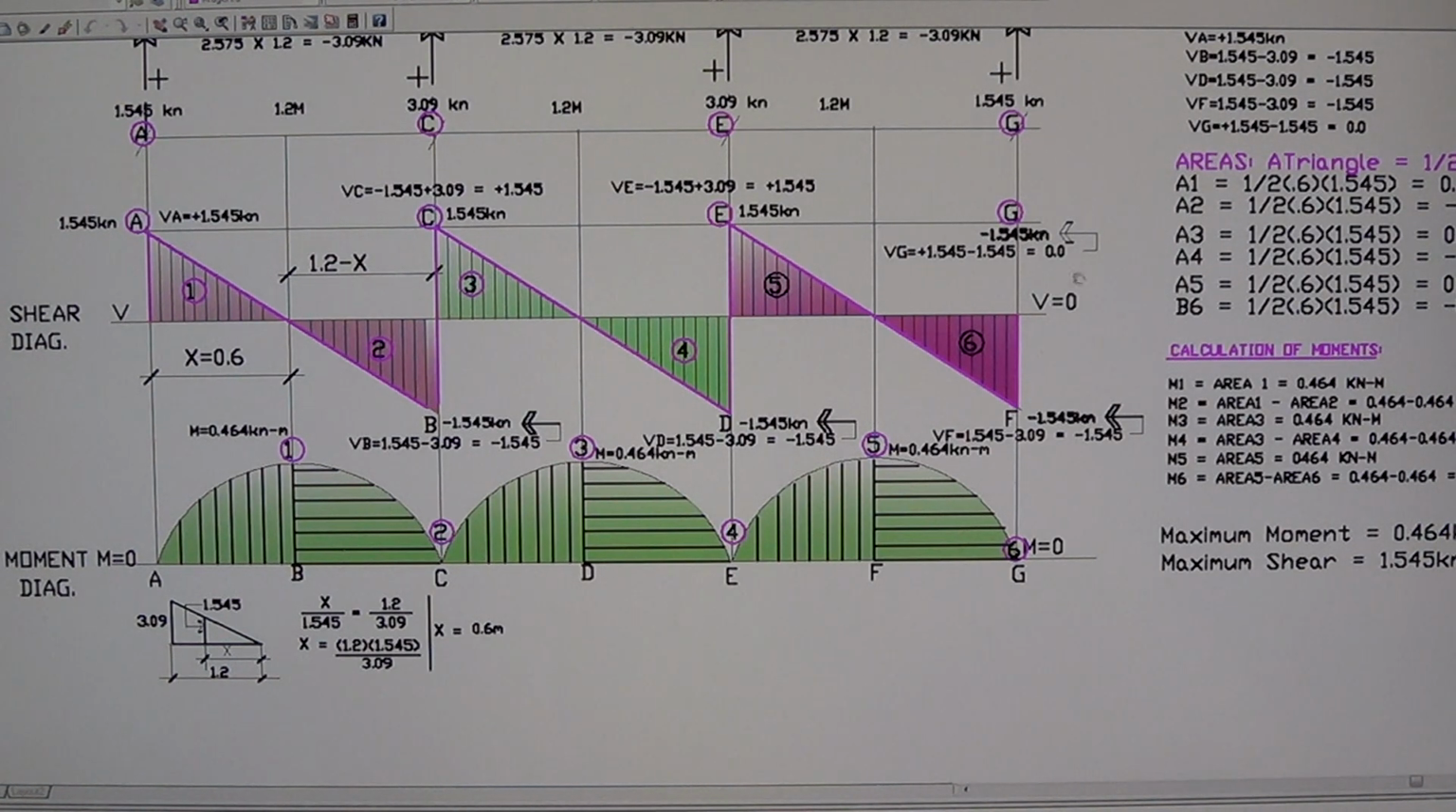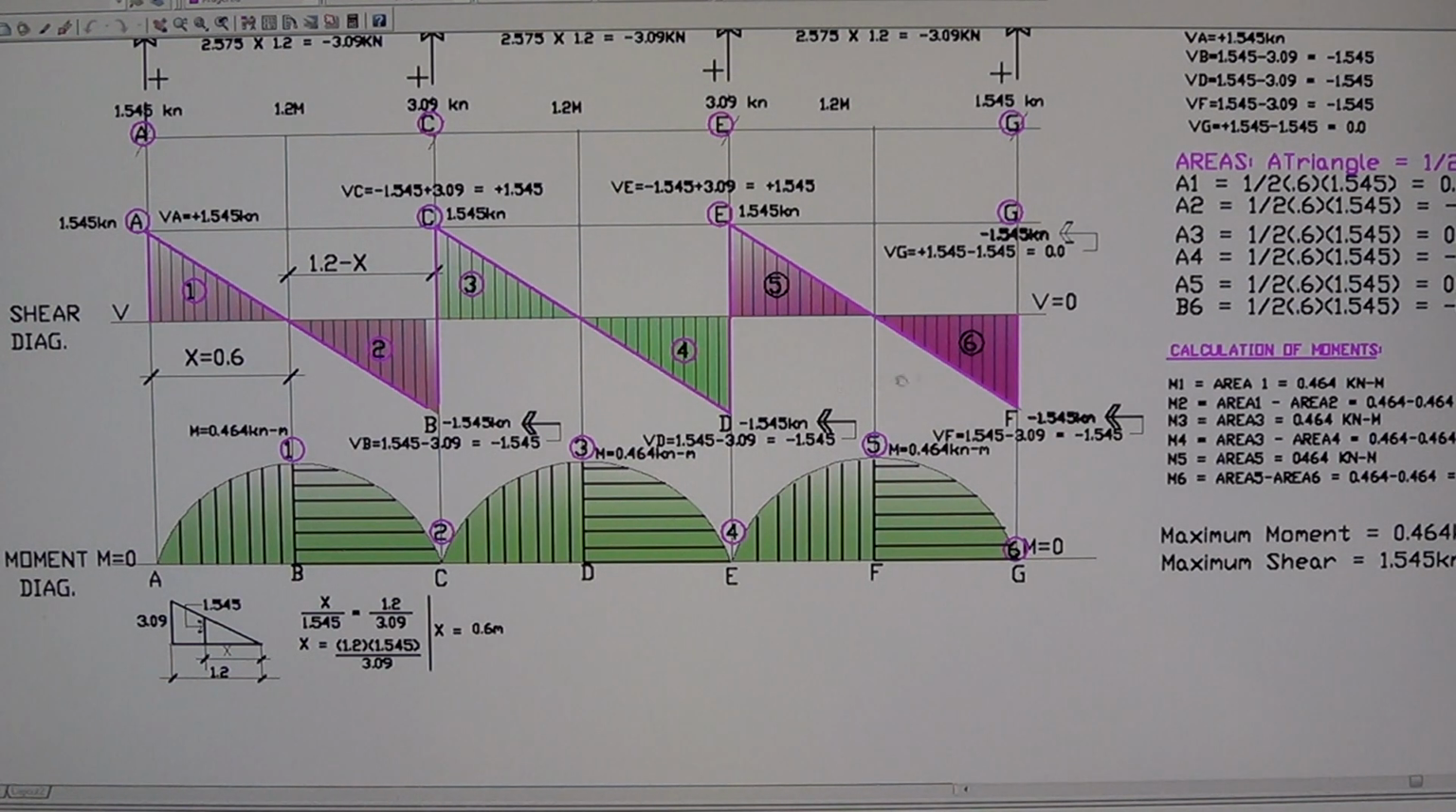And area 2, the same thing: since this is 1.2 minus X, this is also 0.6. So area 2 is 1/2 base times height, equal to 1/2 times 0.6 times 1.545, equal to minus, since this is negative, minus 0.464. And area 3 is the same; they all have the same areas. So this is positive, this is negative, area 5 positive, area 6 is negative. They are all the same values.